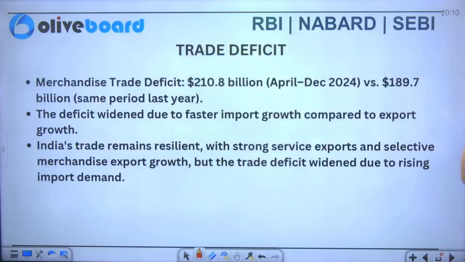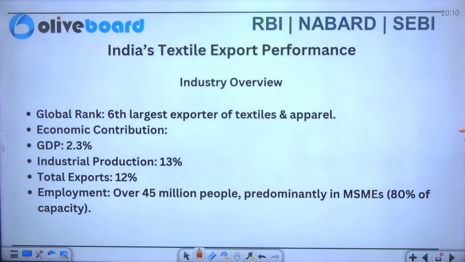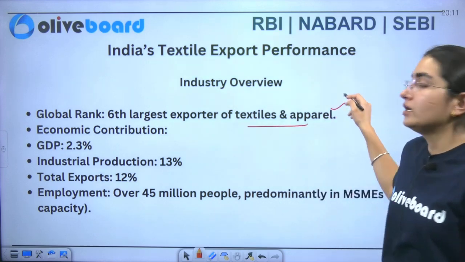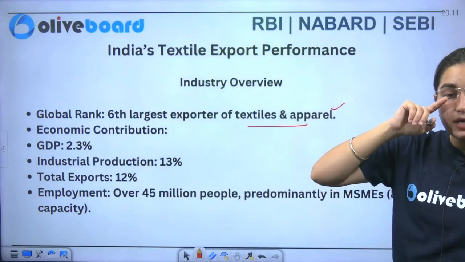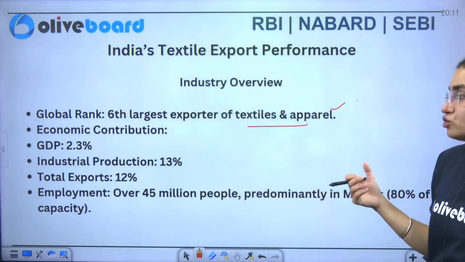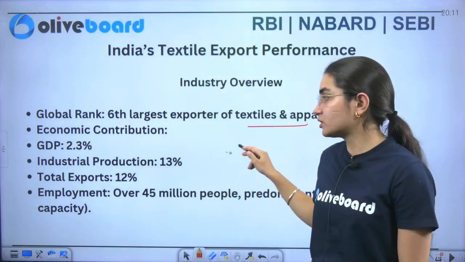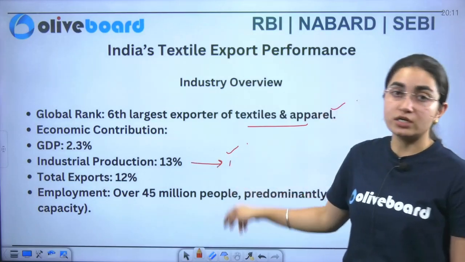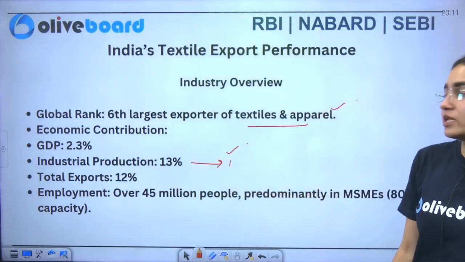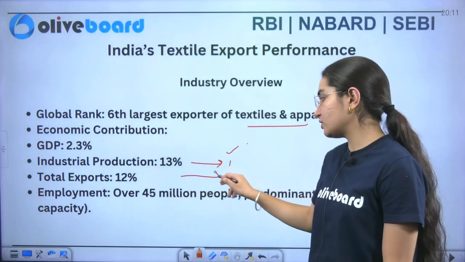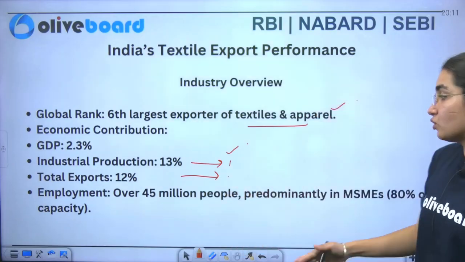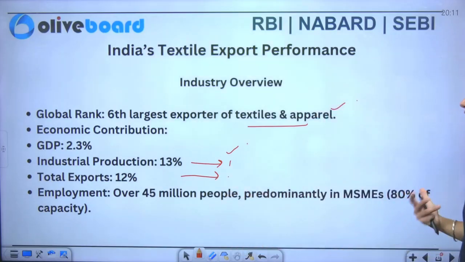Similarly, if I talk about the rest of the deficit, we have already included it. Now we will talk about India's textile export performance. You can see we are ranking 6th largest exporter of textiles and apparel. Similarly, if I talk about the economic contribution, in GDP it is contributing 2.3%, and industrial production is contributing 13%. Similarly, if I talk about the total exports, they are contributing 12%, and if I talk about employment, it is employing over 45 million people, predominantly in MSMEs, that is 80% of the capacity.